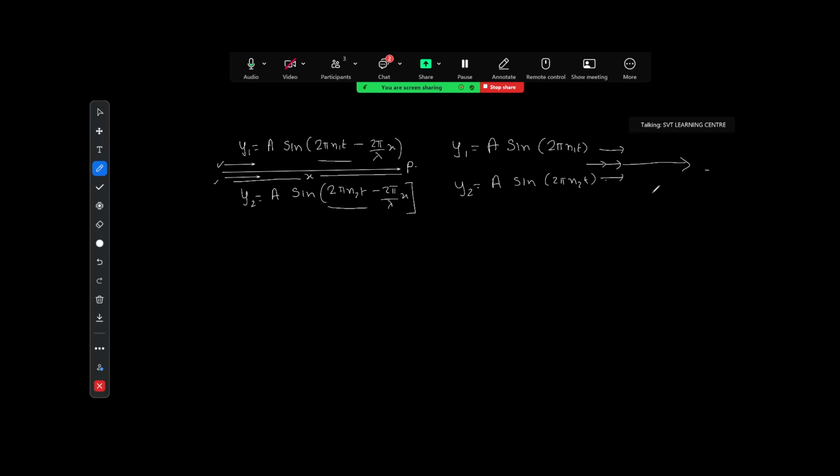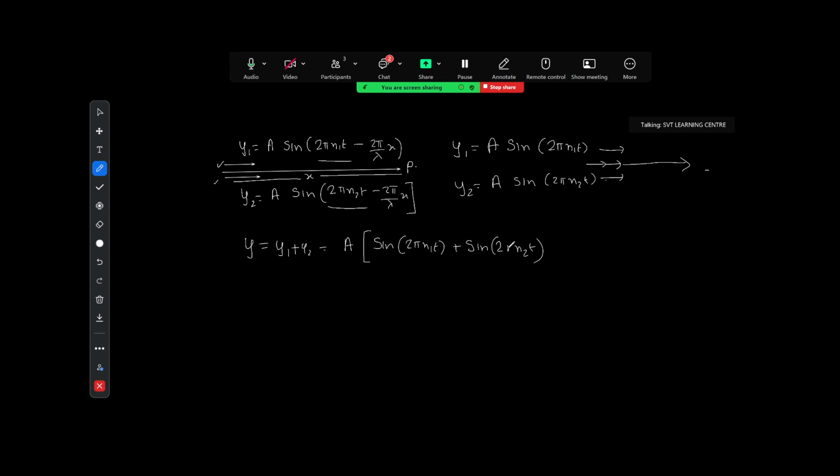Okay, now as we did just a moment ago, the resultant displacement would be the vector sum of y1 plus y2. So accordingly we will have a common, and simply write it as a times sine 2 pi n1 t plus sine 2 pi n2 t. Okay, now tell me what is sine C plus sine D.